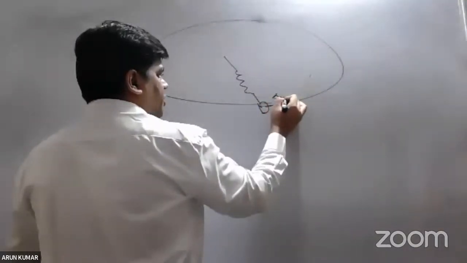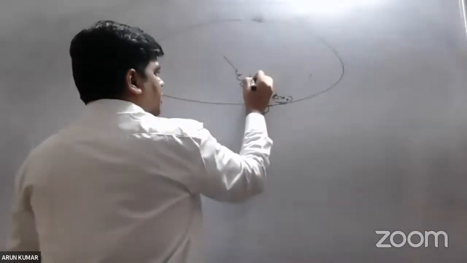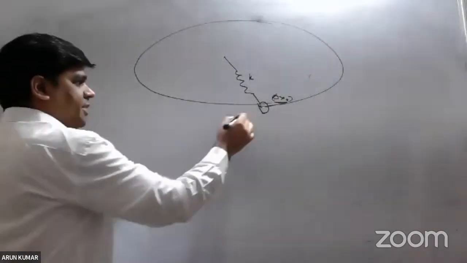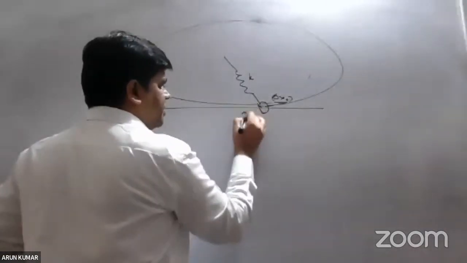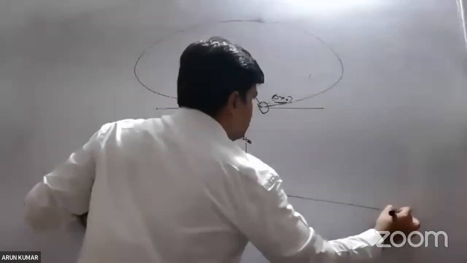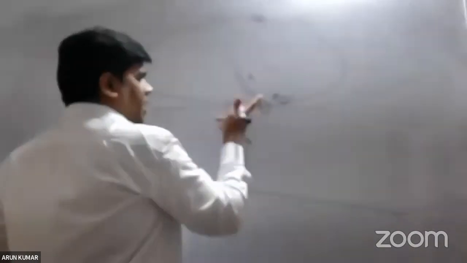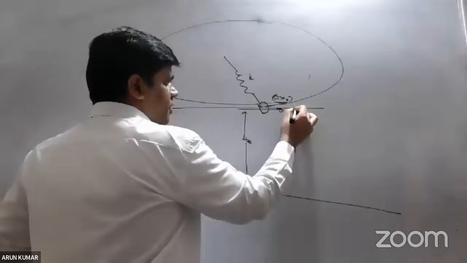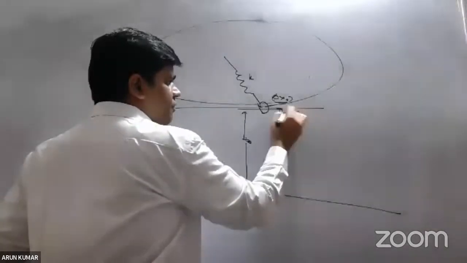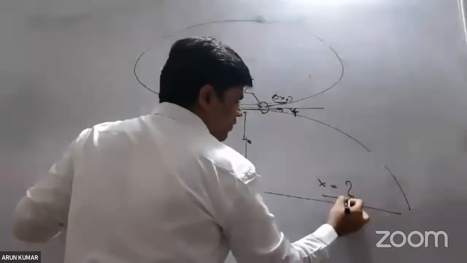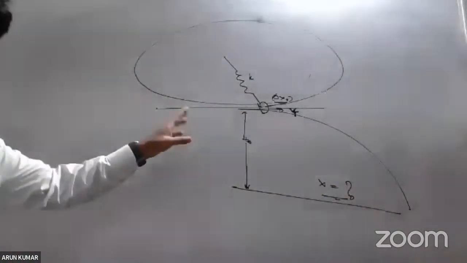Extension in the spring is delta X naught. Spring constant is K. This is at a height of H. This level is at a height of H naught from ground. I cut the spring. All right. So this goes out with VT. Whatever tangential speed it has, it will go out with VT. It will fall at a distance of X, required to find X. See, it's the same old problem.